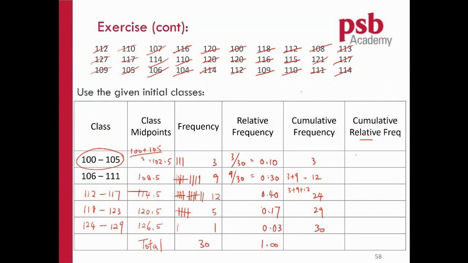Cumulative relative frequency: 3 over 30. This one you get 12 over 30. So you get 24 over 30. So you will get 0.1 here, 0.4 here, and 0.8 here. Continue on, add another 0.17, you get 0.97 here. And the last one will have to be 1. Don't write anything here, leave it blank. Okay, so this is what you have for the frequency table.